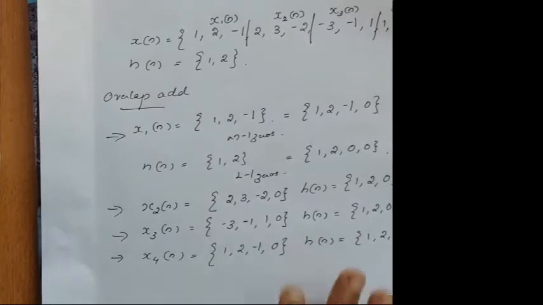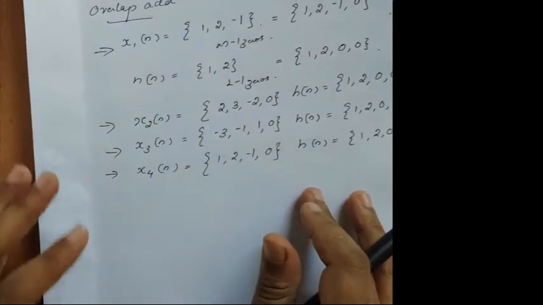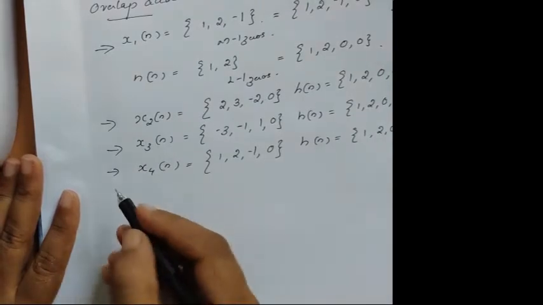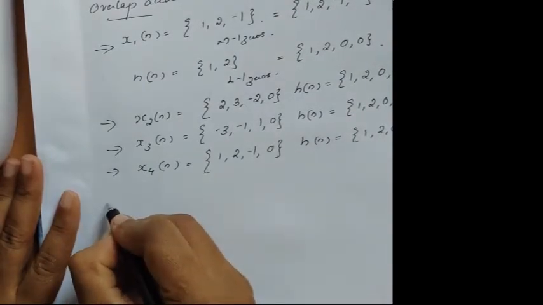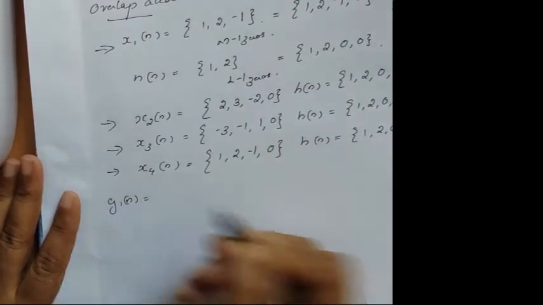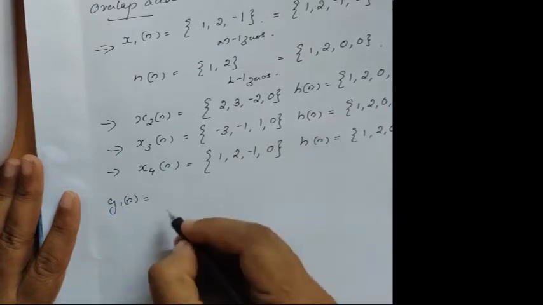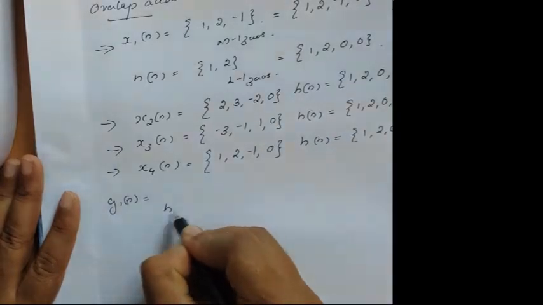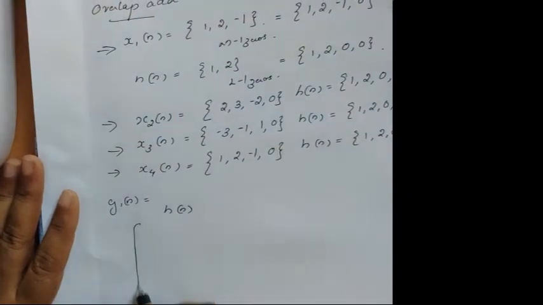Now, in the previous section, as we have done the matrix convolution, you can do it as such. First, to find y1 of n is equal to, for that, you have to take the h of n as a bigger matrix.